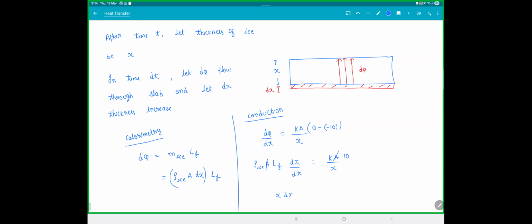So this will be x dx is equal to 10K by rho LF dt. Integrate this. So you get x square by 2 is equal to 10KT by rho LF. If you can clearly see here, this x square is proportional to the time t. Clear with this? Meaning it actually becomes more and more difficult to form ice. Do have a look at the integration, look at the steps.